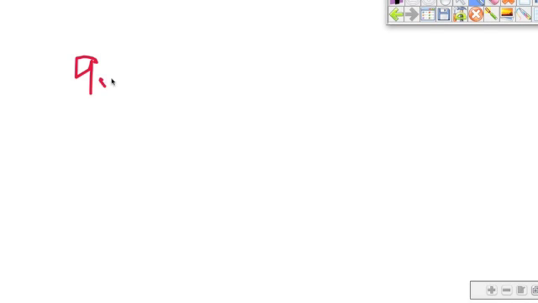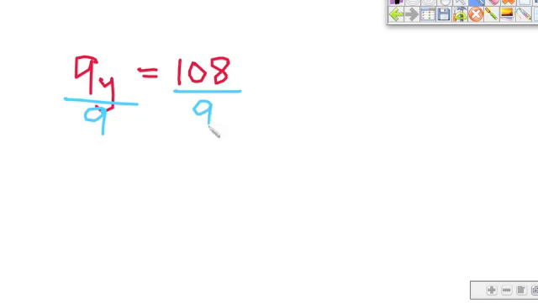I have 9y equals 108. So this is telling me that some number times y, or some number times 9s, will give me 108. So right now, these are being multiplied together. Whenever you see a number slapped up against a variable, that means it's multiplied. So the opposite of multiplying, or the inverse of multiplying, is to divide. So I'm going to divide by 9. And what you do to one side, you do to the other.